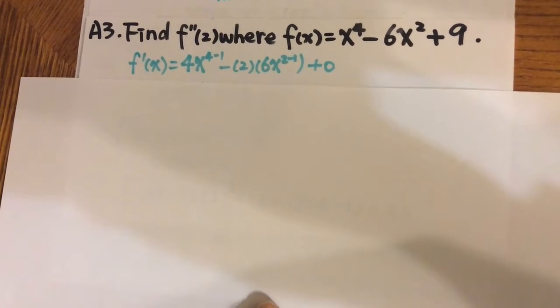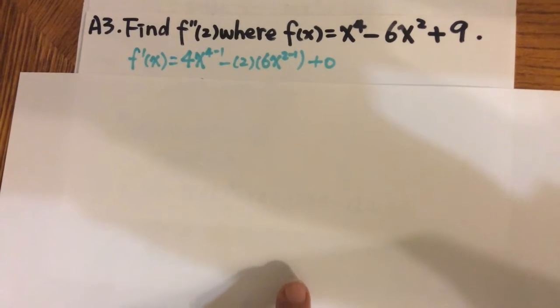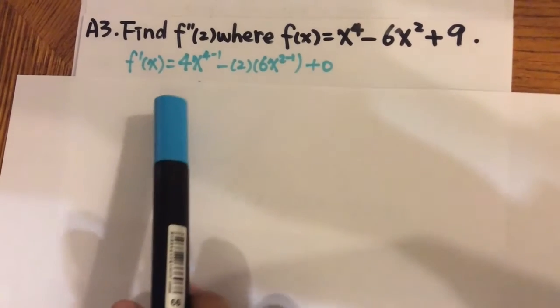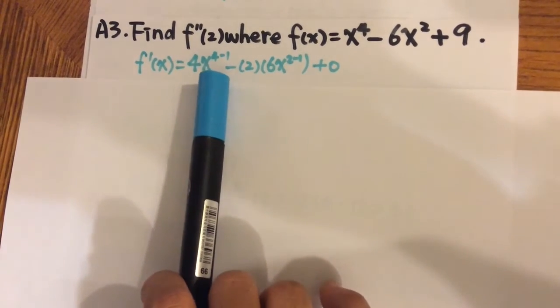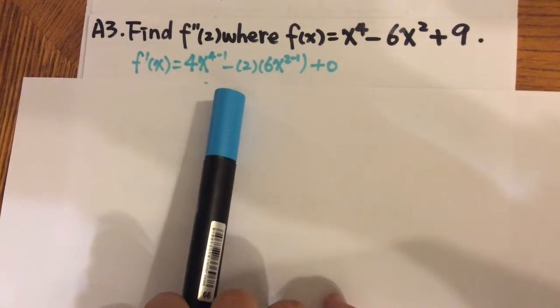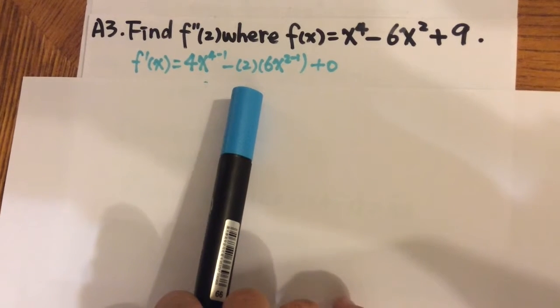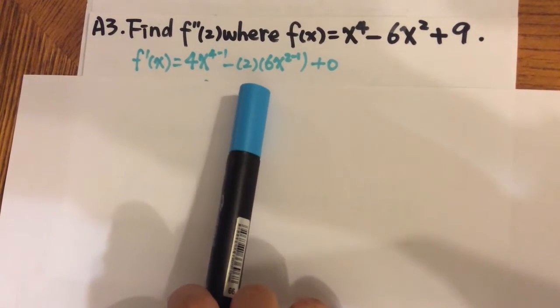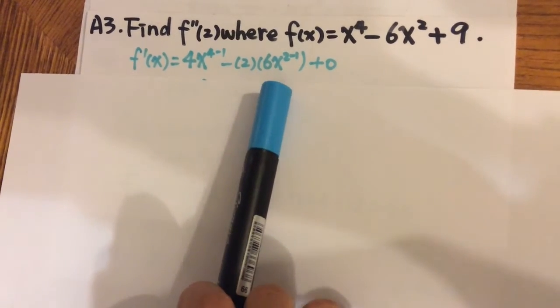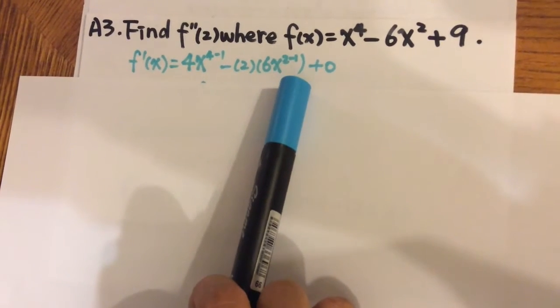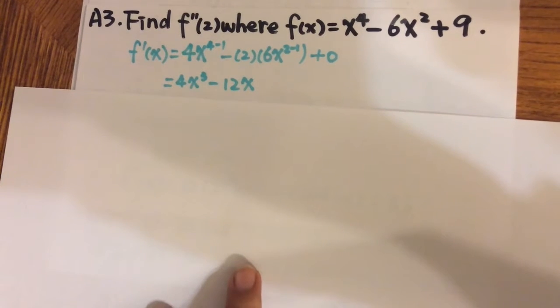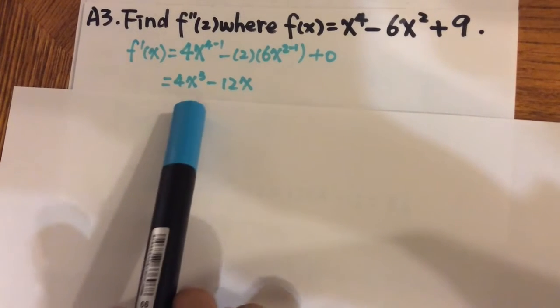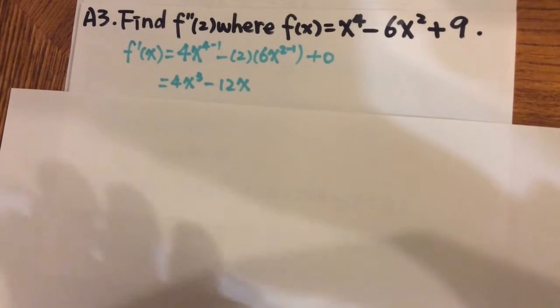First we will find the prime of f(x), which is equal to 4x, and we will use the power rule. Here is 4 minus 1, and minus, also using the power rule here, 2 times 6x and the power is 2 minus 1, and plus 0. So f prime is 4x^3 minus 12x.